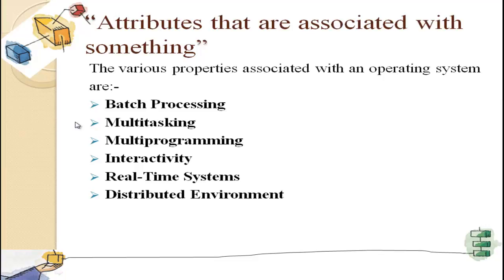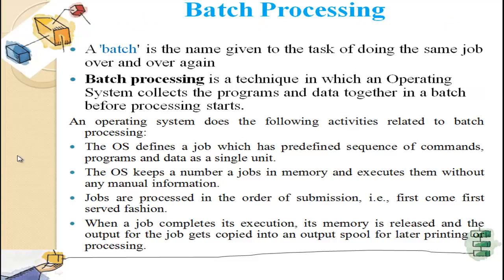Now, the various properties associated with an operating system are: first one is batch processing, second one is multitasking, third one is multi-programming, fourth one is interactivity, fifth one is real-time systems, last one is distributed environment. Now, let us discuss all these one by one. First one is batch processing.